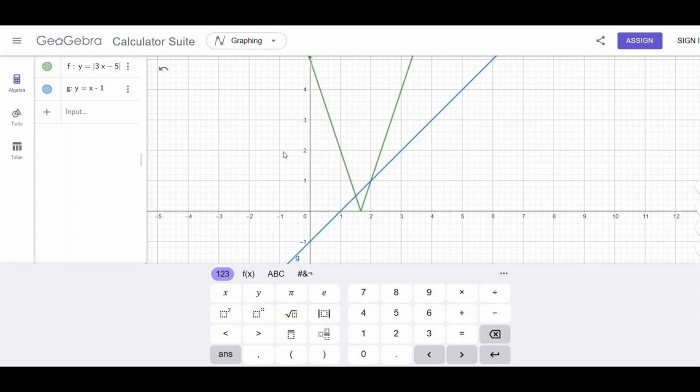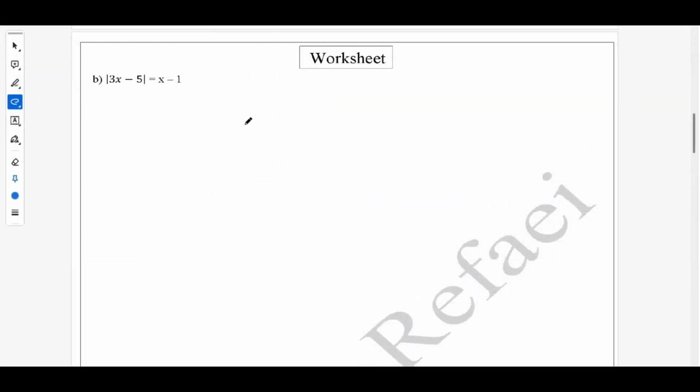So as you see, the green one is the modulus function and the blue one is the straight line. We have two intersection points, one of them at x equals 2 and the other one at x equals 1.5. Now we're going to get these two solutions by using the change sign method and the squaring method. So according to the sketching method, we get two answers, x equals 2 and x equals 1.5, or 3 over 2.